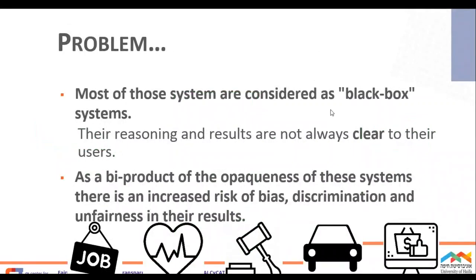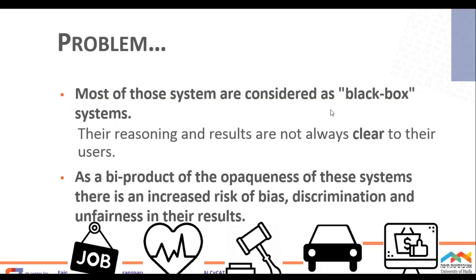So you could already notice the main problem of those systems. There is a big black box at the center where we have no idea about how it works. Most of those systems are considered to be black box systems. The reasoning and results are not always clear to the users, and as a result, their outputs may not be understood given the input to the system.